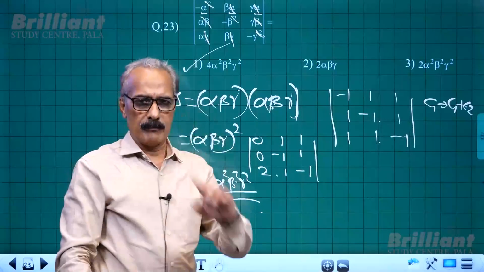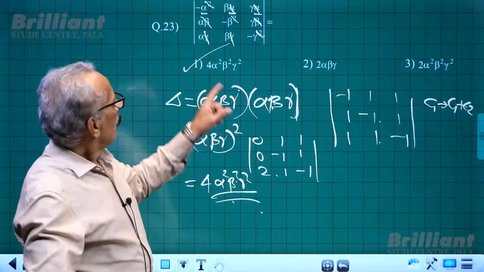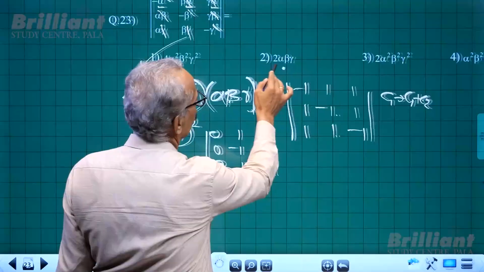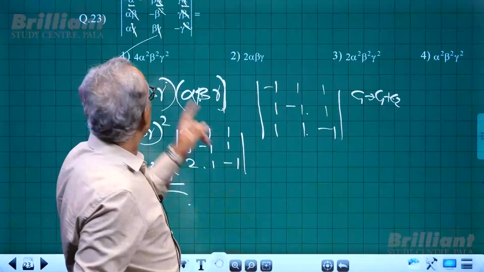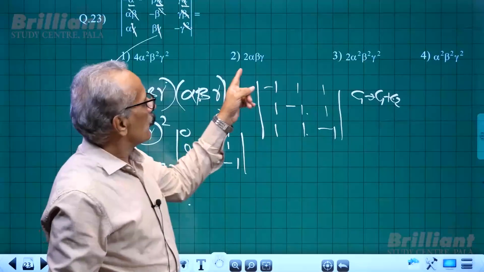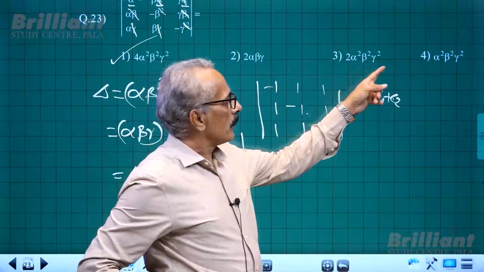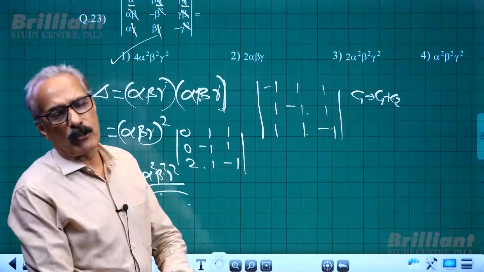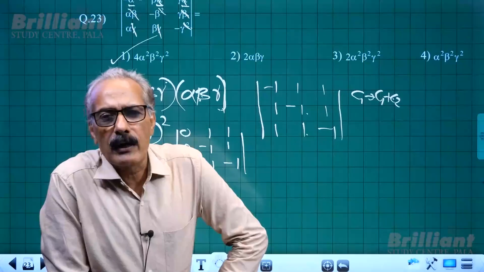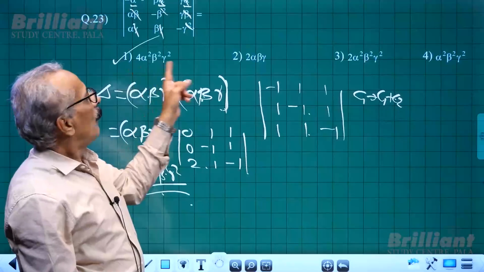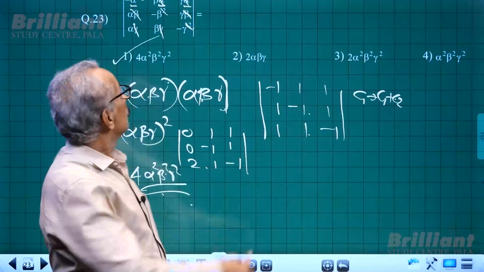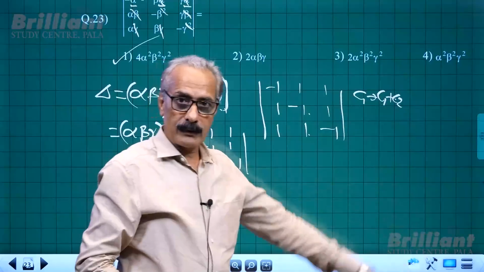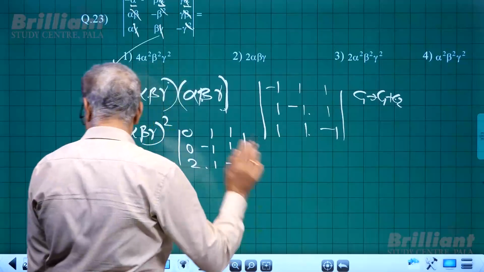There is one more method that you can try. Look at the options which we have: 1, 2, 3, 4. Options are 4 alpha square beta square gamma square, 2 alpha beta, 2 alpha square beta square gamma square, alpha square beta square gamma square. Suppose I put alpha is equal to 1, beta is equal to 1, gamma is equal to minus 1. All options will give you different values. So you can just substitute there and evaluate to find which option matches. A reverse engineering process. Okay.